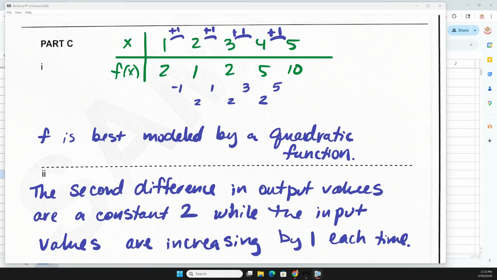All right, what questions do you guys have on FRQ 1? It's not too terrible.